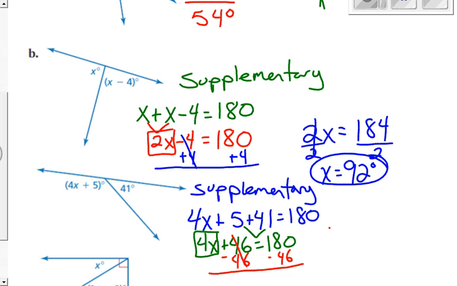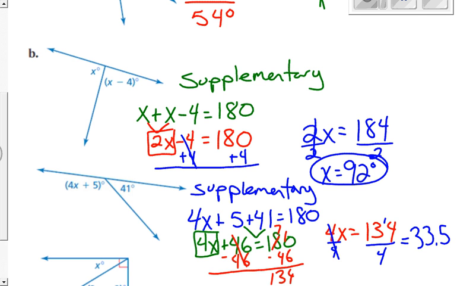Now I'm left with 4x equals 134. Divide both sides by 4. 4 goes into 13 3 times, we have 1 left over. 4 goes into 14 3 times with 2 leftovers. Now I'm at 2. 4 goes into 25 times, so we get 33.5 degrees. So our answer is supplementary and 33.5 degrees.